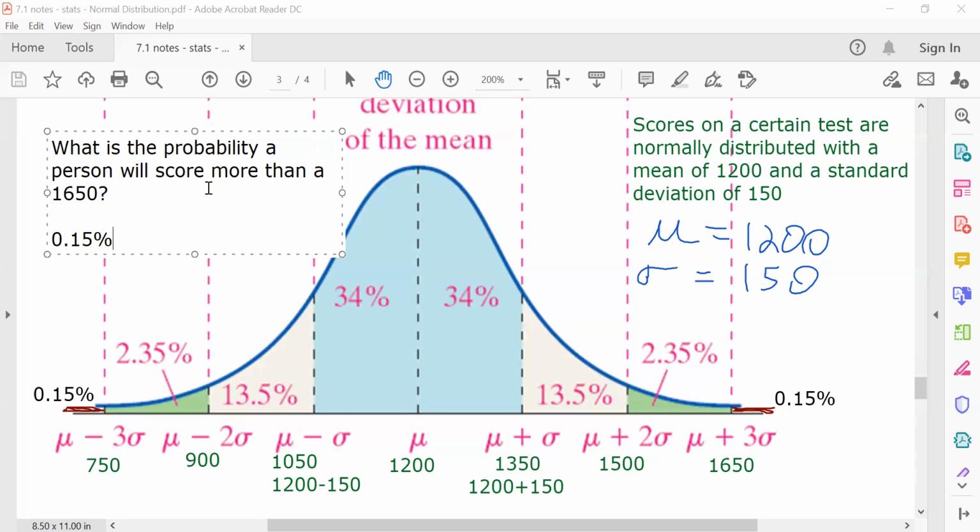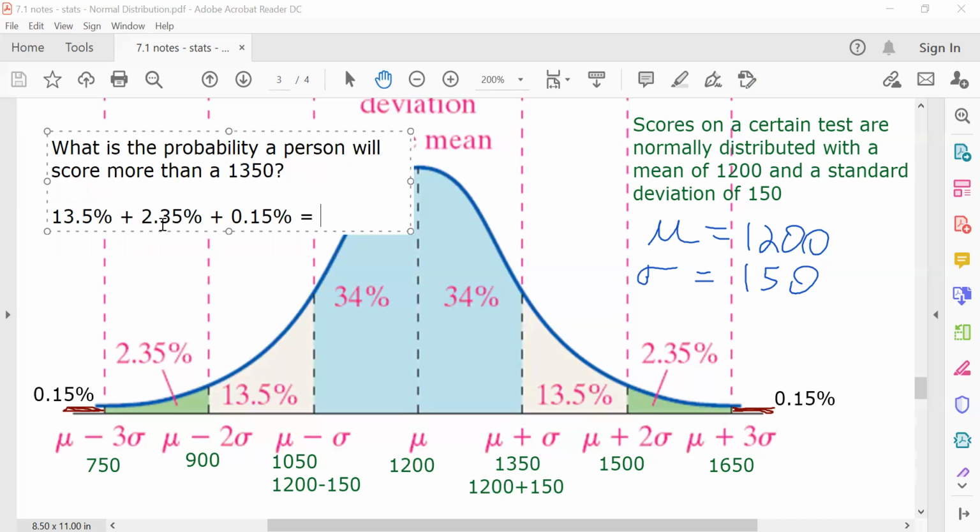What is the probability a person will score more than, well, how about more than a 1350? Now we have to add three sections. Here's 1350. We have to add the 13.5% plus the 2.35%. That'll give you 2.5% plus 13 is 16%. So 16% of people will score above a 1350, because you can keep going and going.